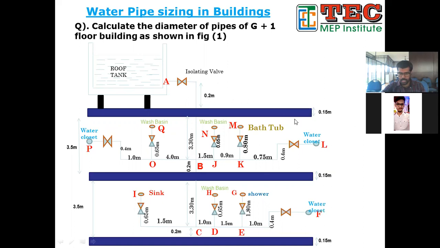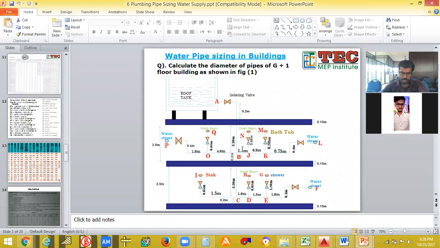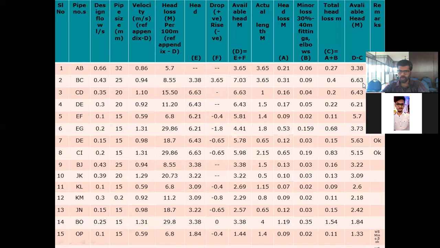This is 0.2 plus 0.15 plus 3.3 plus 0.15 plus 0.2, which is 3.3 plus 0.15 is 3.45, plus 0.2 is 3.65. That is the height. Okay. I'll go to the head of AB. This is AB. So don't worry about this. If I explain this first one, the rest everything will be easy for you.